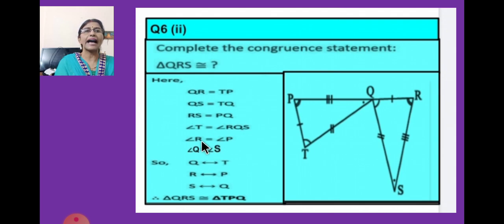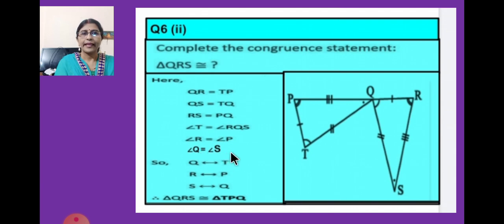Then we'll take angle R. Angle R has two lines here, you can see. So angle R is equal to, here also you can see there are two lines. So angle R is equal to angle P. Now here you can see this is one dot given, that means this angle is equal to this angle. So that also we will write, angle Q is equal to angle S.